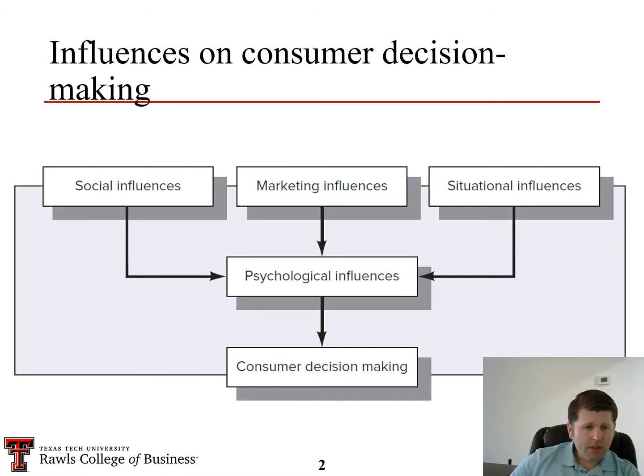So there are some influences on consumer decision making. All of these are between the social, marketing, and situational influences that impact psychological influences, which then in turn impact consumer decision making. And this comes from our textbook that we use in this course.